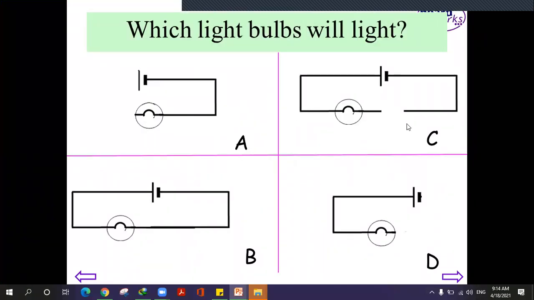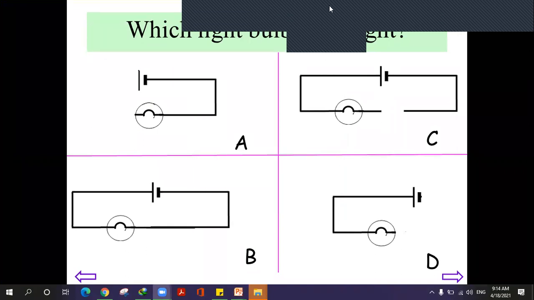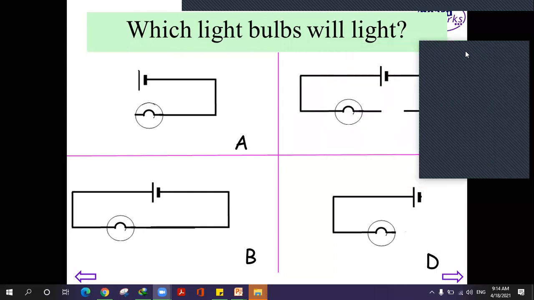So, in those circuits in front of you, which light bulbs will light? Which one? Can someone tell me? Raise your hands, please. Okay, we have three people raising their hands. Okay, Wahba. B. B is the one that's going to work, right? Yes. Do you guys think the same thing?